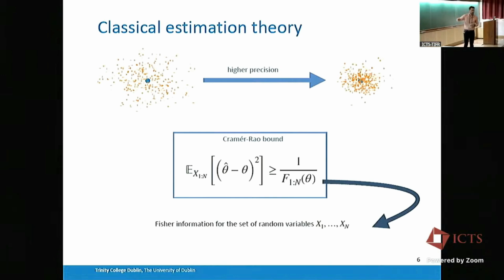This guy Rao here, by the way, was born in this part of the world. He is from what's now Karnataka, from close to Hampi. So there's a little local connection. Kramer was Swedish, I think.